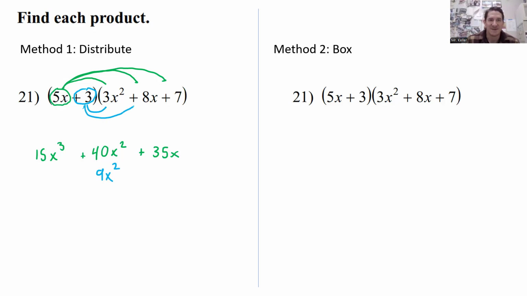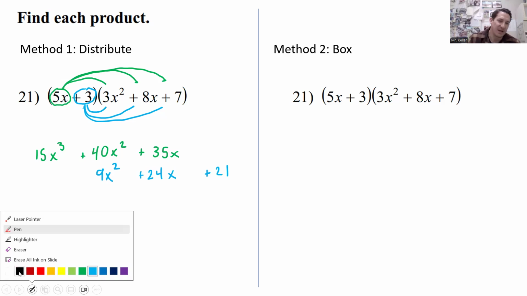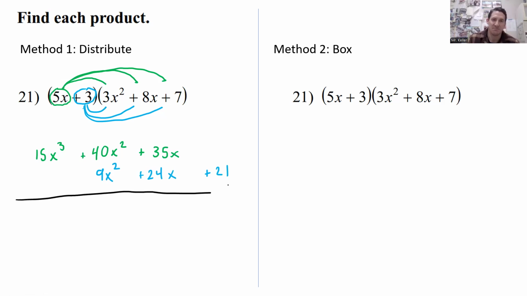Then 3 times 8 is 24. And then don't forget the x from the 8x. And then 3 times 7 is 21. Now, when I combine like terms, it's all lined up. All right. So I don't have to search for them. So if you just follow that pattern, it'll be real simple to find the like terms.